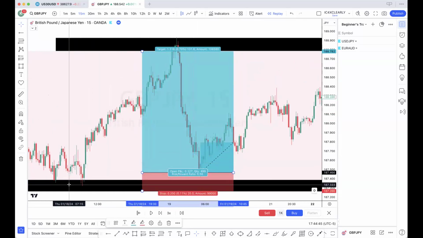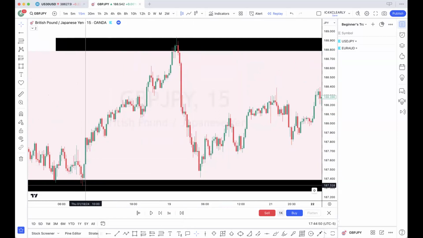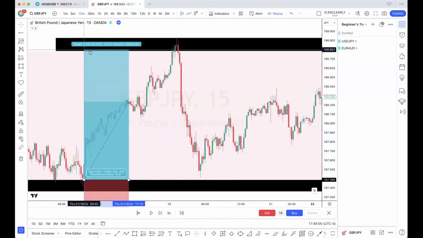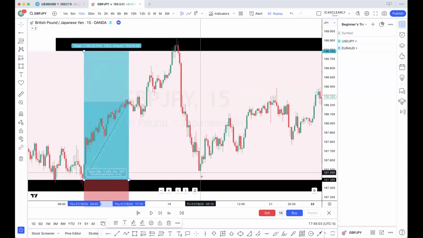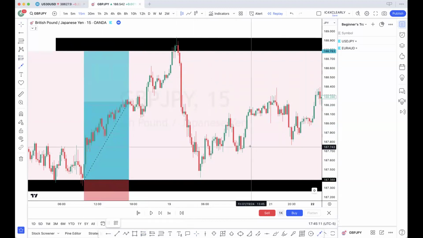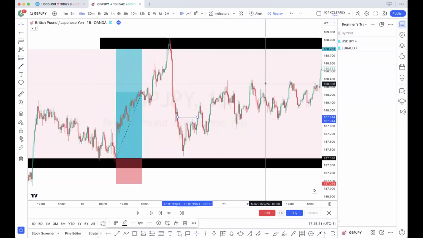If I missed the order block, so say price pulled down and it didn't, say if I was taking my entry from the zone, which is where I usually like to take my entry from, right? But price didn't come into the zone and then started breaking structure to the top side, then I'm going to look for an entry to continue to the top side.